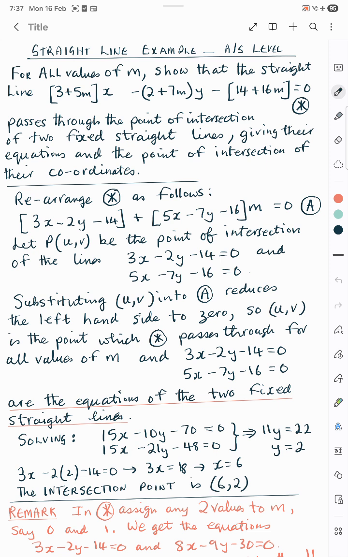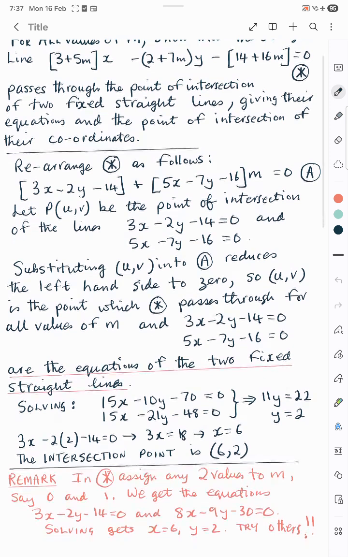finishing remark here, that if you go back to the original equation, the start one, and assign any two values to m, for example, m = 0 and m = 1, we'll get the equations 3x - 2y - 14 = 0, and 8x - 9y - 30 = 0. And solving those two, I think you will find you will get the results that x is 6 and y is 2. Just for experiment, you can pick out another pair and another pair and another pair just to convince yourself. Right. So that does us.